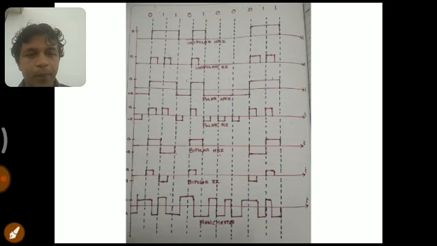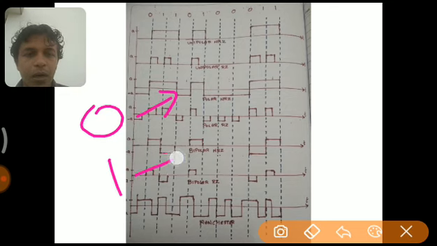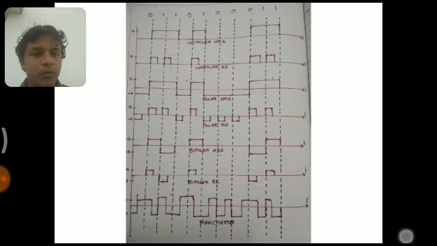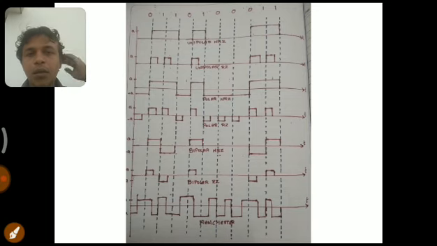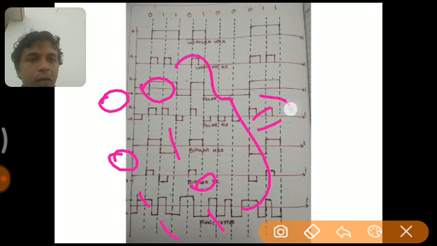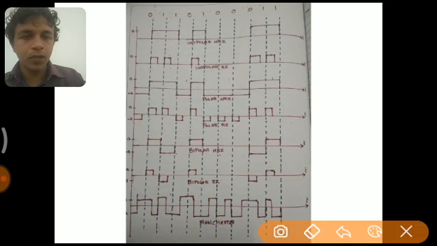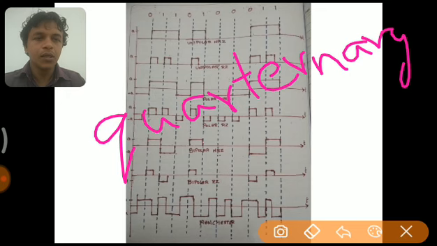In the previous condition, when a symbol is represented by a single bit, that bit may be either 0 or 1. So 0 is represented by one amplitude level and 1 is represented by another amplitude level, so 2 amplitude levels. Now when a symbol is represented by 2 bits, we have 0 0, 0 1, 1 0, 1 1, so there are 4 amplitude levels. We call this technique quaternary coding, Q-U-A-T-E-R-N-A-R-Y, quaternary coding technique.